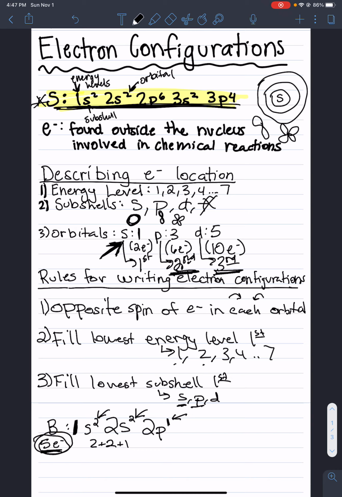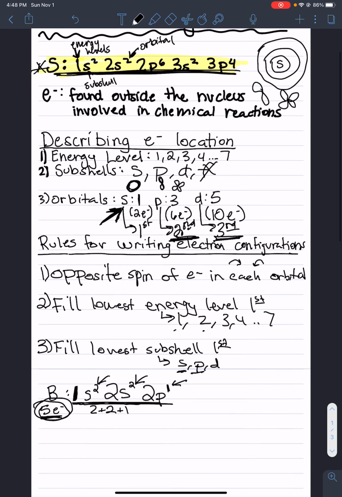So this 1s2, 2s2, 2p1 tells us boron's electrons. That tells us where we can find those electrons. Instead of just saying it has 5 electrons, we can say it's 1s2, 2s2, 2p1. That's where we find those electrons. Okay, hopefully it's starting to make some sense.